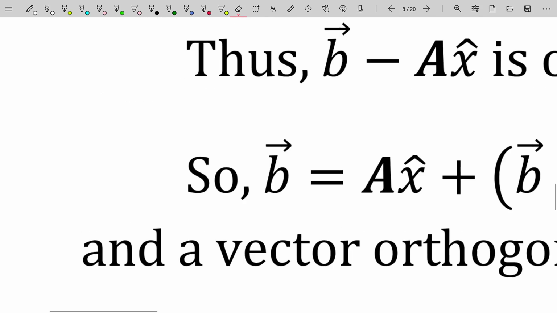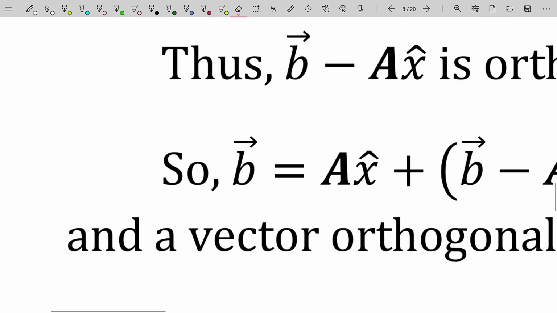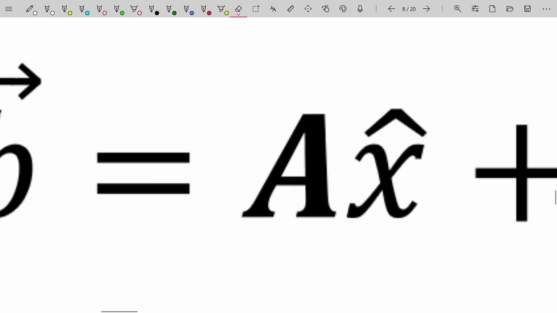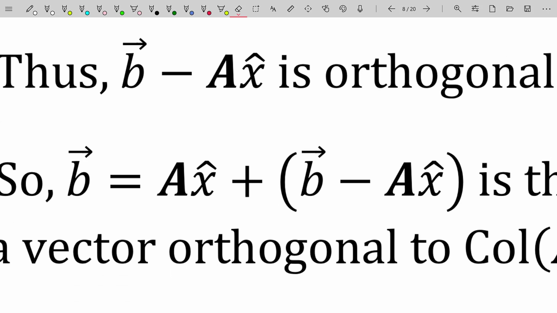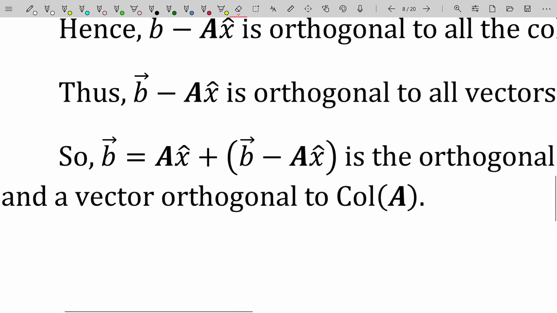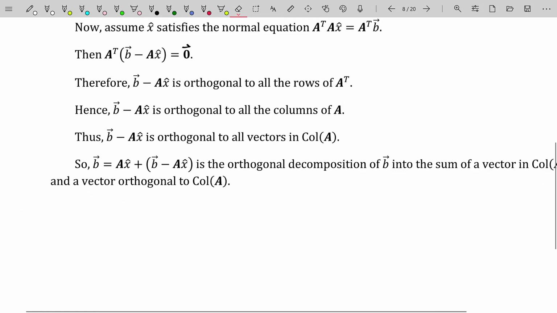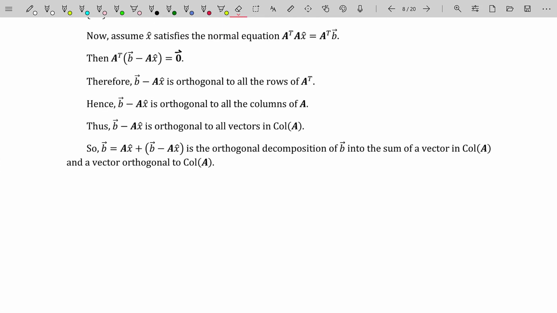So the vector B can be represented as AX hat, which is a vector in the column space of A, plus B minus AX hat, which is a vector orthogonal to the column space of A. This is the orthogonal decomposition of B into the sum of a vector in the column space of A and a vector orthogonal to the column space of A. However, orthogonal decompositions are unique. So if you're going to say, well, isn't there another decomposition of B into those orthogonal vectors? The answer to that is no.